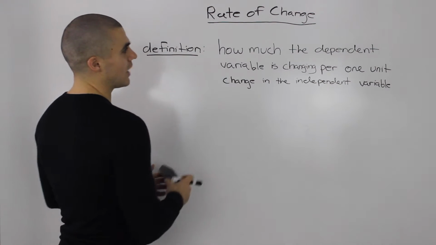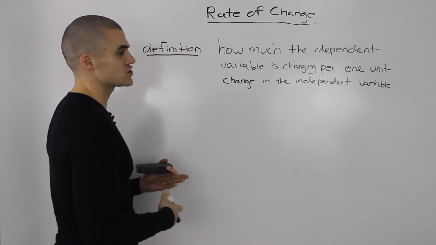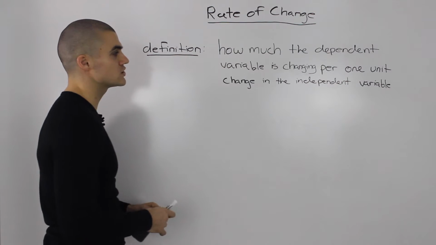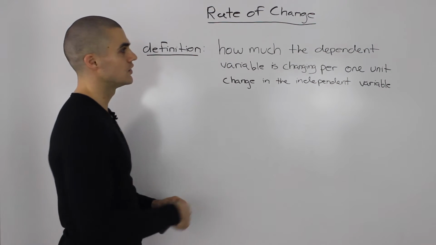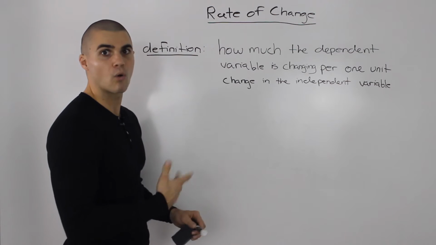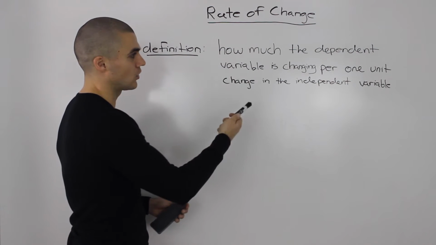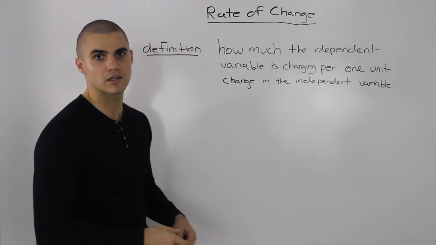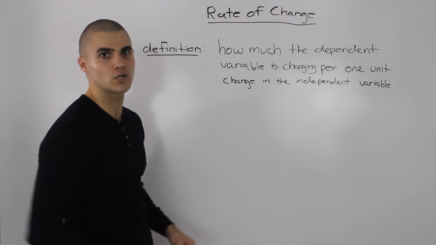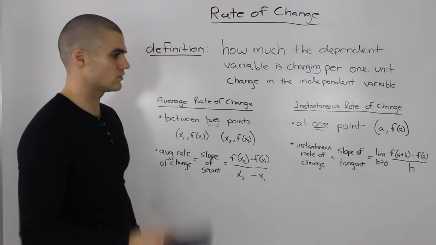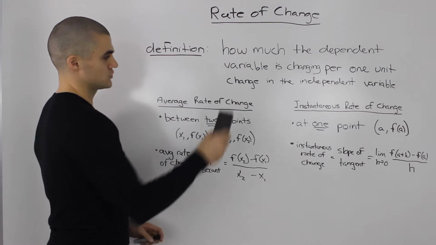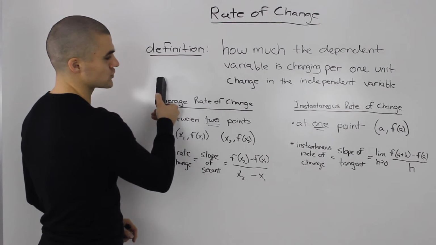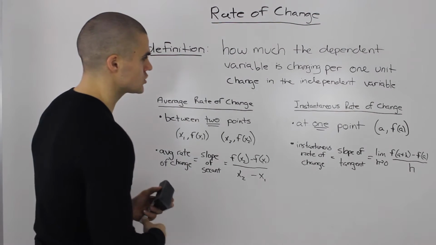So it's basically how much the dependent variable is changing per 1 unit change in the independent variable. So the dependent variable will be your y, or your f of x, and your independent variable will usually be x, t, whatever the variable in the equation is. So like in the previous chapter, you'll be dealing with two types of rate of change: average rate of change and instantaneous rate of change.